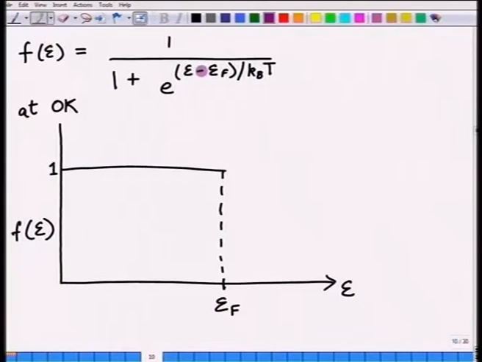For all energies greater than EF, E minus EF is greater than 0, and some number greater than 0 divided by a temperature which is 0 gives me plus infinity. So e to the power plus infinity is infinity, and 1 divided by infinity therefore is 0. So this curve looks like this at 0 K. This is 1 and then 0. Interesting. So that defines my EF.